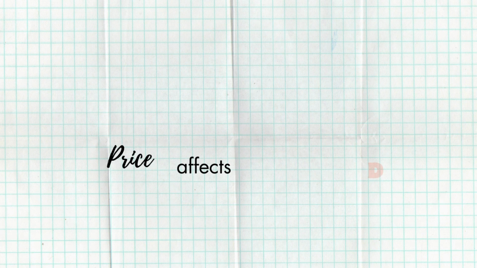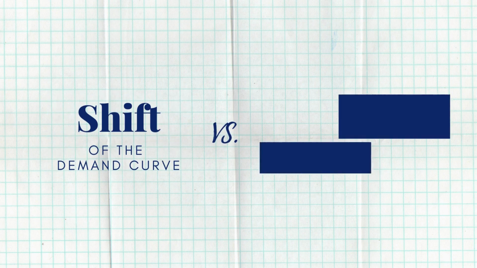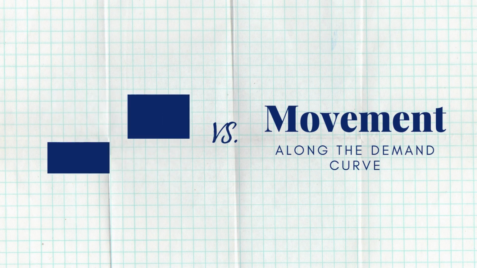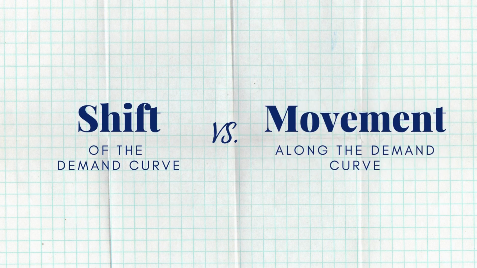Given what you have learned about the determinants of demand, let us now examine the changes in the demand curve if there is a change in one of the determinants. Let us learn about the shift of demand and movement along the demand curve.